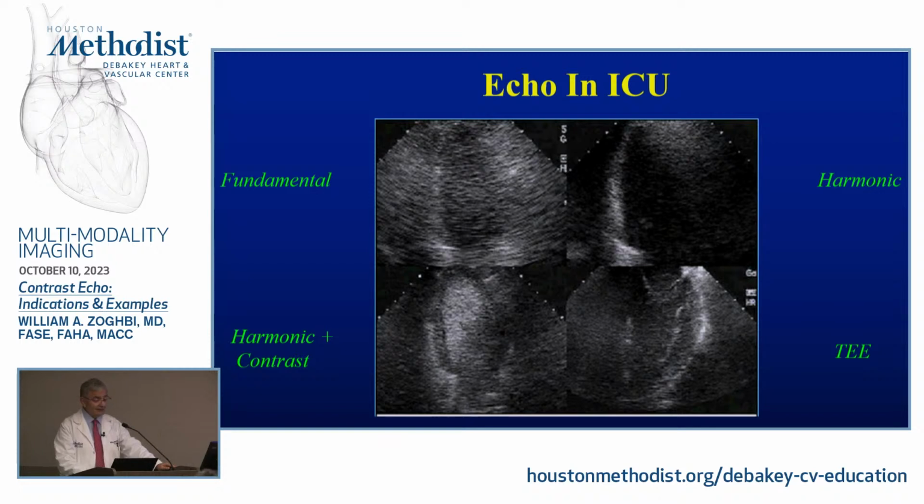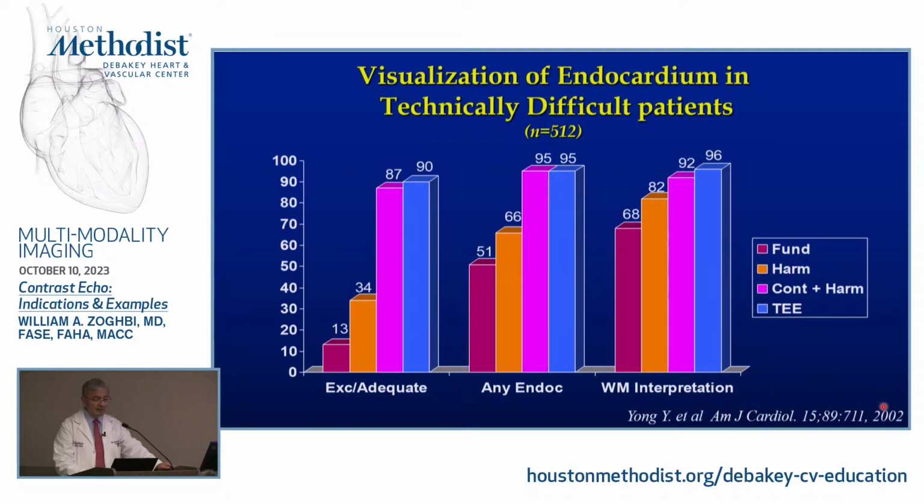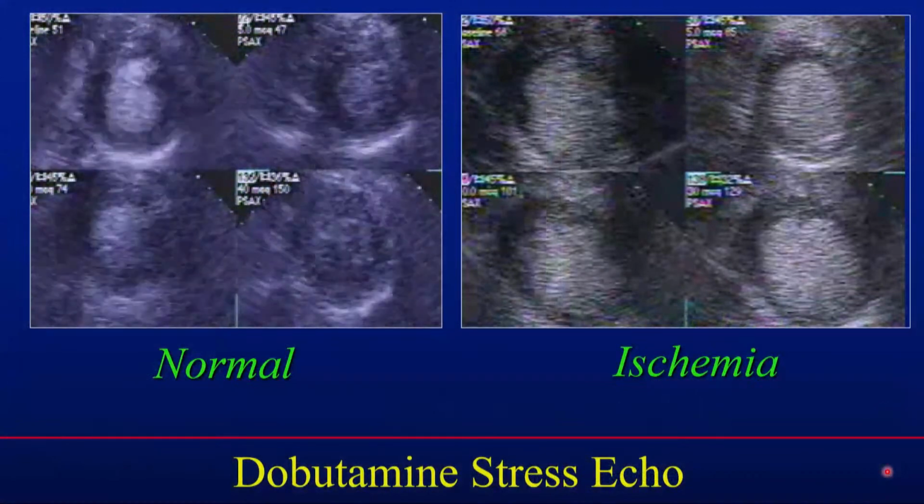And it was a nice study: fundamental imaging, harmonic imaging, plus contrast compared to TE in the ICUs, to look at ventricular function. Actually, with contrast, you can get a good evaluation of ventricular function, even quantitation of ejection fraction, in patients who are very difficult to image.